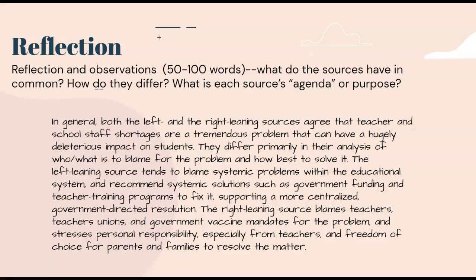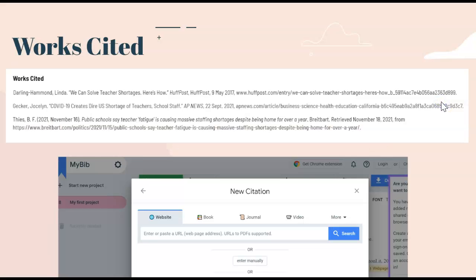If you would like to add in your own opinion on the topic, the reflection and observations is a great place to do that. It's not required, but it is an option. The last major piece of this that you'll need to have is a Works Cited page. This is simply a list of all of the sources that you've used in a formal citation. I really encourage you to go to mybib.com and use their citation machine in order to create your Works Cited page.